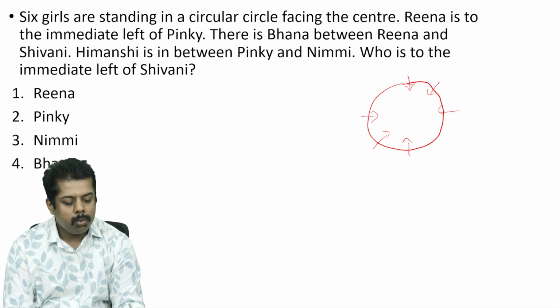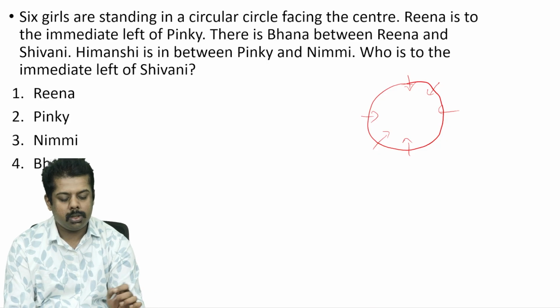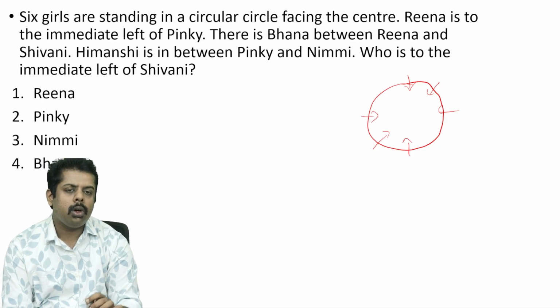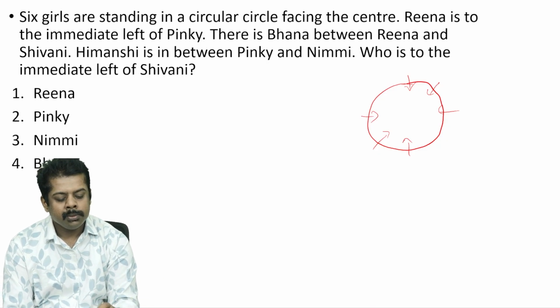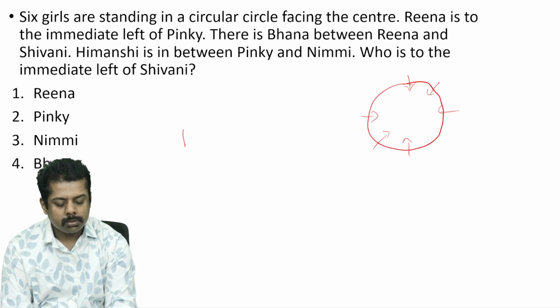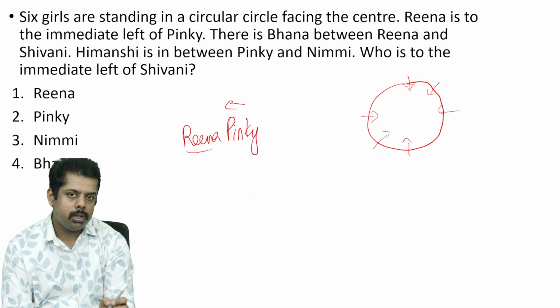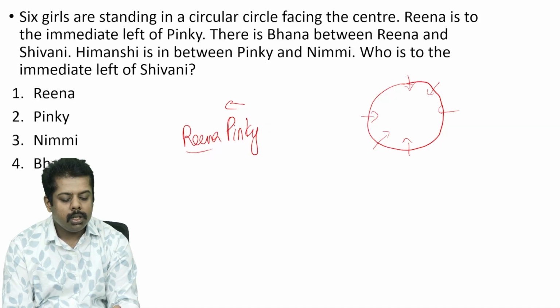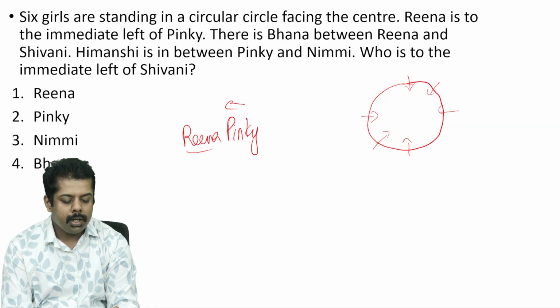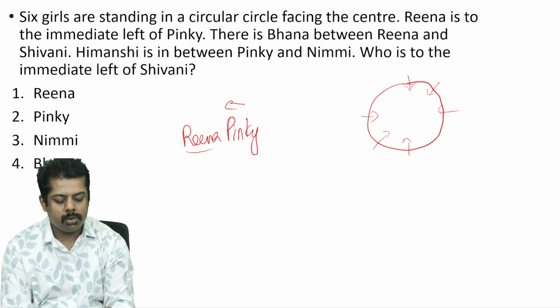Now going to the points, the first point says that Reena is to the immediate left of Pink. So we can just note it down and then try to connect it. So Reena is sitting to the immediate left of Pink. The left of Pink is towards this direction, so Reena is to the immediate left. Another point: Bhana is between Reena and Shiva.